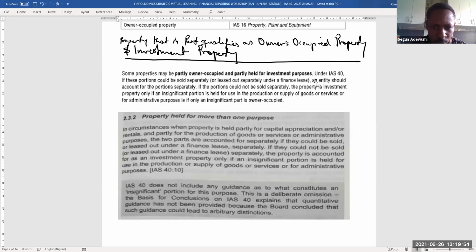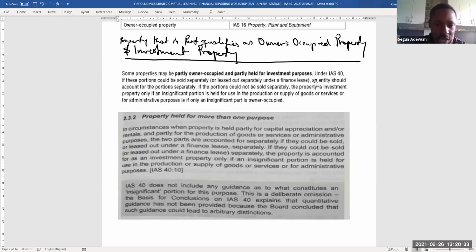Property held for more than one purpose. In circumstances when property is held partly for capital appreciation and/or rentals and partly for production of goods or services or administrative purposes, the two parts are accounted for separately if they could be sold or leased out under a finance lease separately. If they could not, the property is accounted for as an investment property only if an insignificant portion is held for use in the production or supply of goods or services or for administrative purposes.